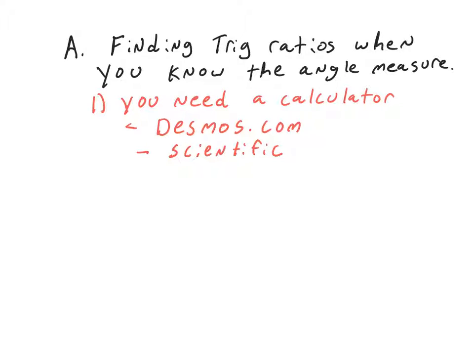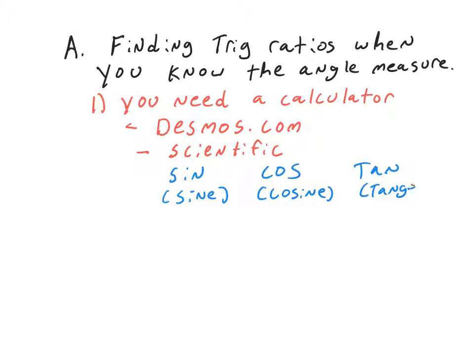That's going to bring up a calculator, and you can see the three buttons for the three trig ratios that we learned the other day. We have sine, sin, we have cosine, cos, and we have tangent, tan. And what you do is you press one of those buttons, you type in the angle measure, and press the enter key, and it'll give you the trig ratio.